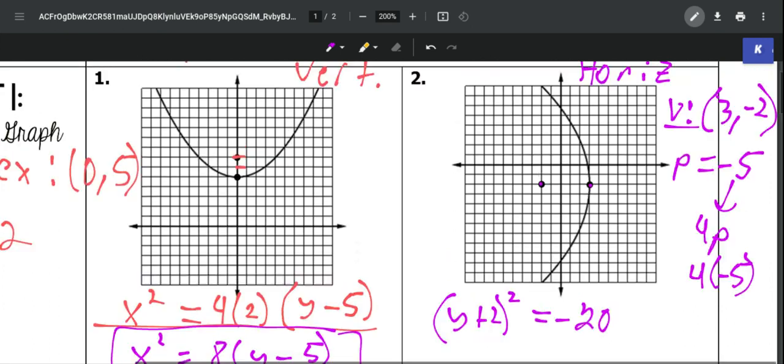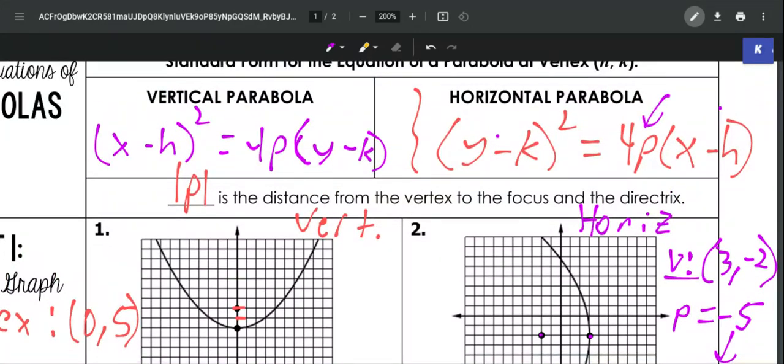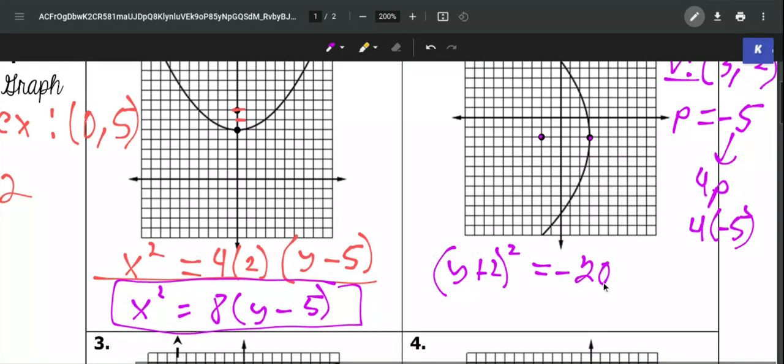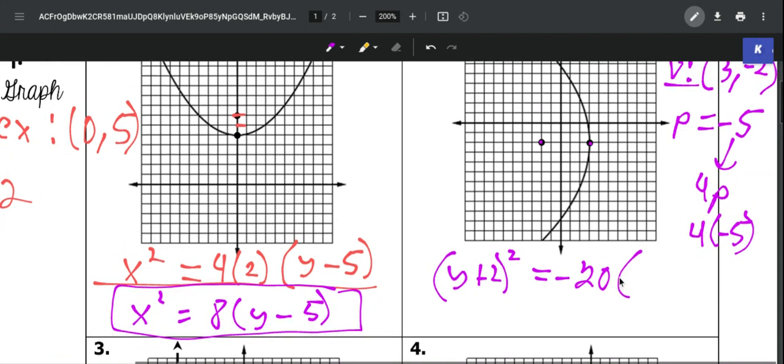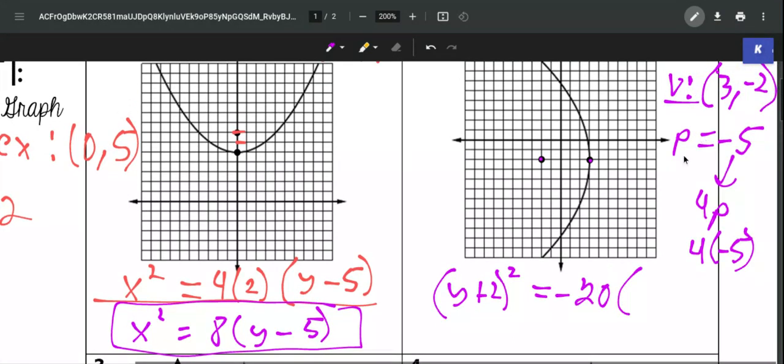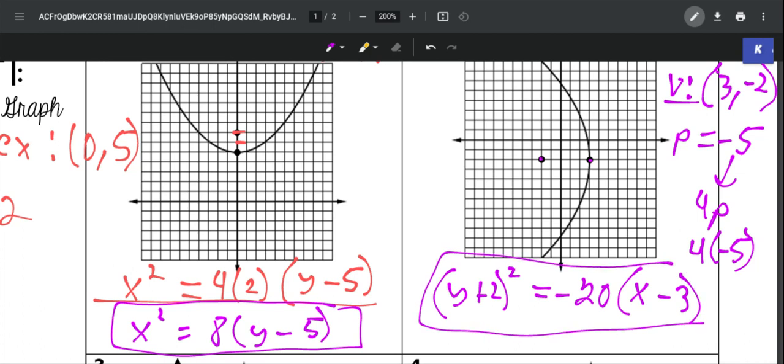And all I did there was just act like I was plugging in negative 5 for p. So you could do that to the side and then just write it. I'm going to do that because I'm running out of room. So then we'll have x next, which to make the equation for x, we just need to know what the x coordinate from our vertex is. It's a plus 3, so we're going to make it minus 3 in our equation. So this would be the equation for our parabola.